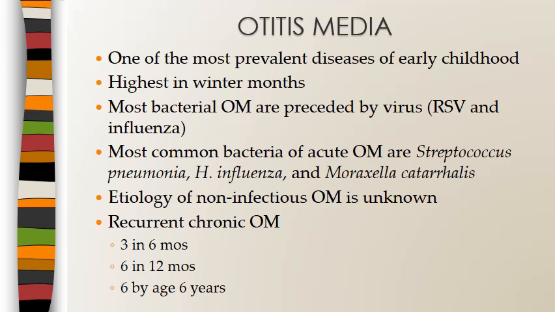So if you have 3 infections in 6 months, 6 in 12 months, or 6 infections by the age of 6, then you are considered to have chronic recurrent otitis media.